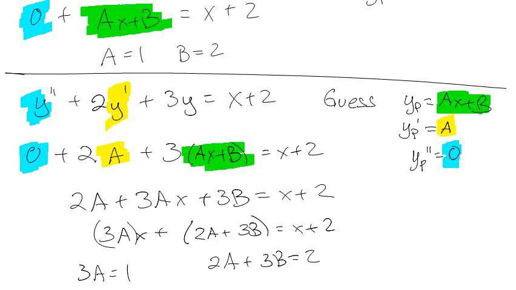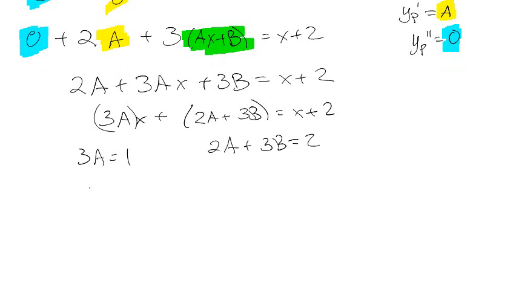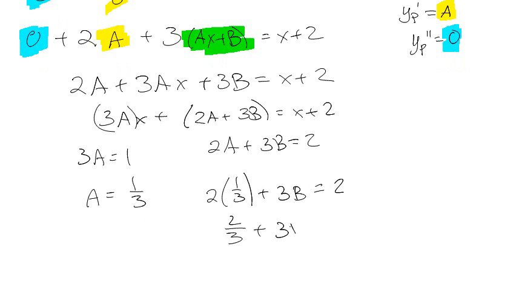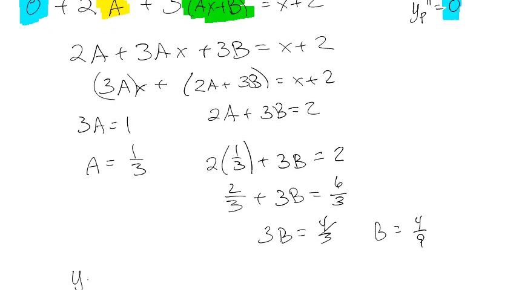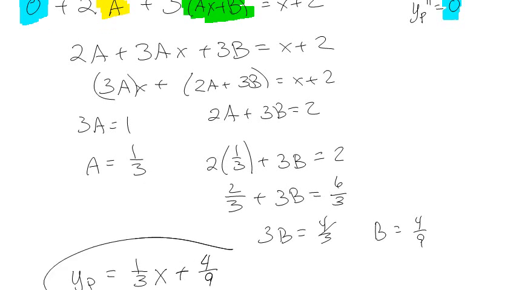This is actually called the method of undetermined coefficients. I think we're going to do a whole lot more of this later. This is more just like a little sneak preview. So whenever you get to it later, you can be like, I know what we're doing. So a is 1/3, 2a is 2/3, and this is equal to 6/3, 3b is 4/3, and b is 4/9. So basically saying that my particular solution for that one would be 1/3 x plus 4/9, and that would be a particular solution.